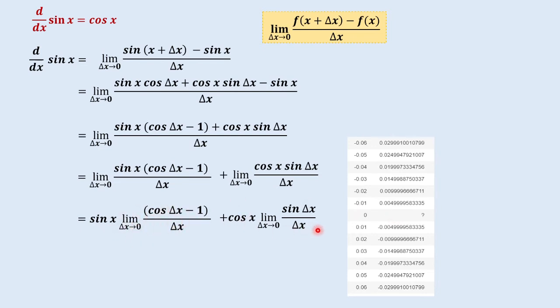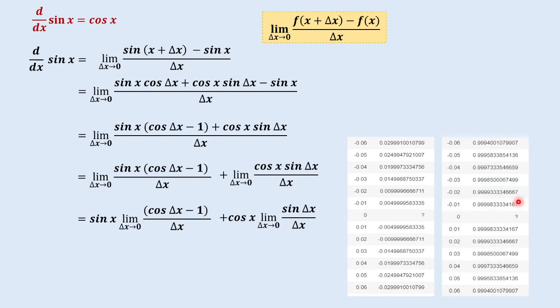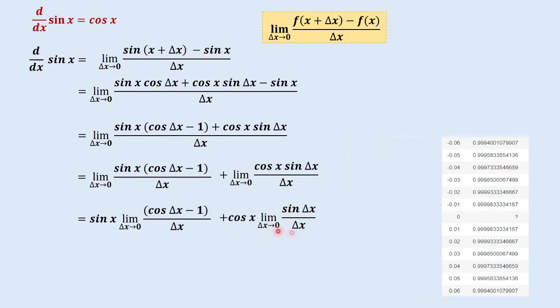And then what is the limit of sine of delta x over delta x as delta x approaches 0? So this would be the table of values for this function. So as we move closer and closer to 0, or let's say this is again delta x, the first column, and this would be f of x. At 0, we are undefined, but as we move closer and closer to 0, f of x gets closer and closer to 1. So the limit here is 1.